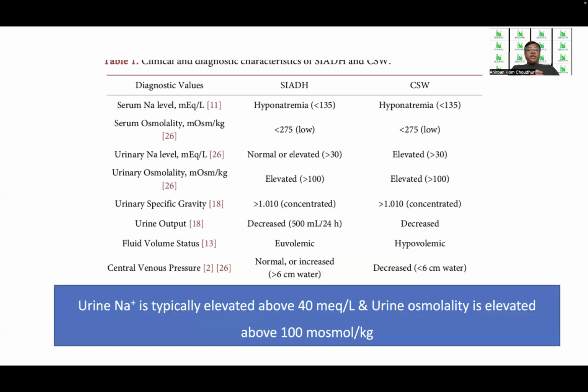So urine sodium in cerebral salt wasting is typically above 40 milliequivalents per liter, and urine osmolality is elevated above 100 milliosmoles per kg. So this is often important in bringing us closer to the diagnosis once we look into the other investigations.